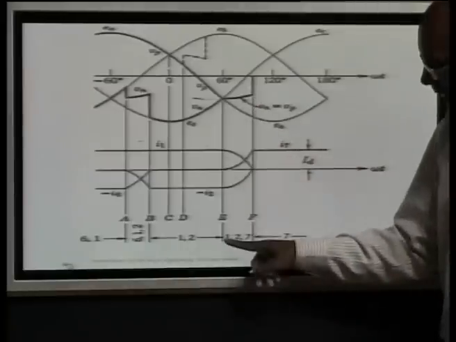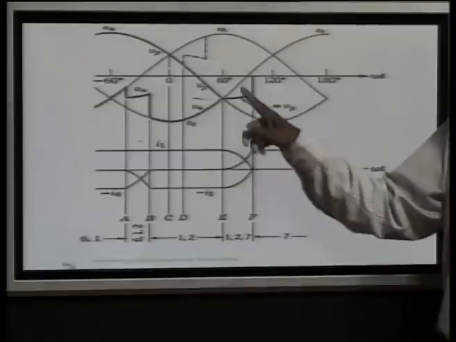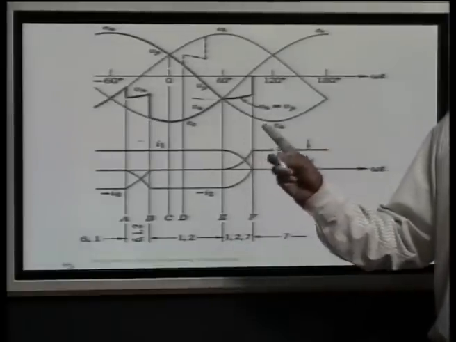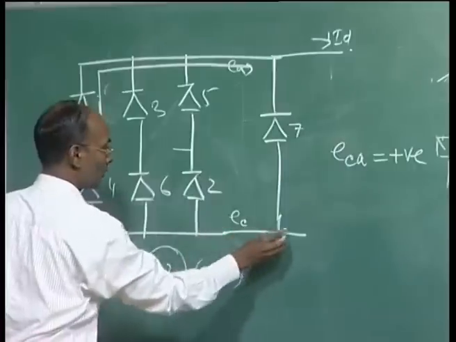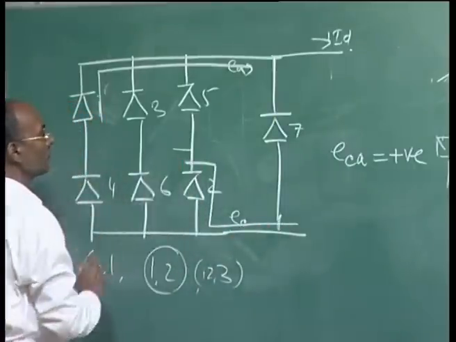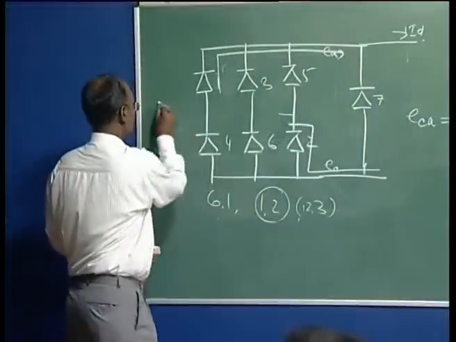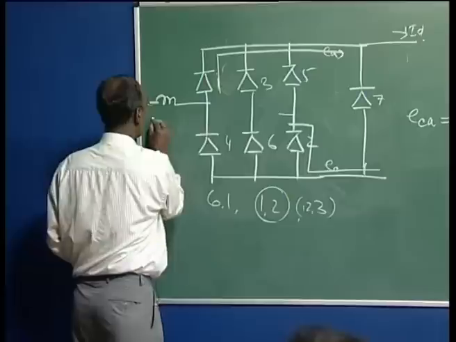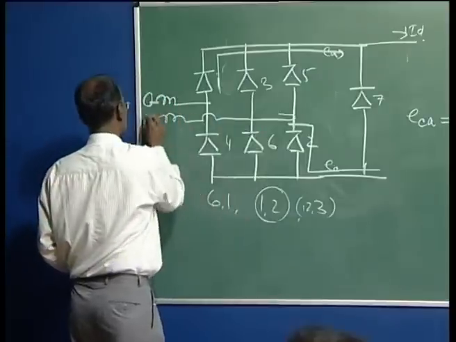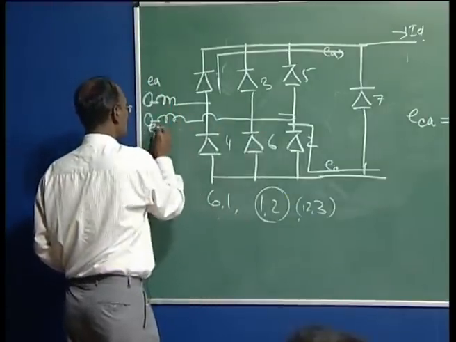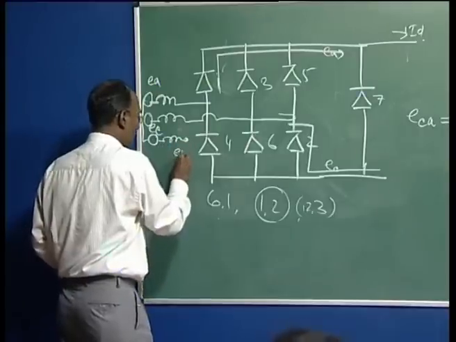So we waited till here, now 7 we gave the pulse, and once we give the pulse it will conduct. Now before that the current was flowing here, and it was going like this, through this winding it was going. Here this is not conducting, and your voltages were there. This is EA, here is EC, and this was your EB.